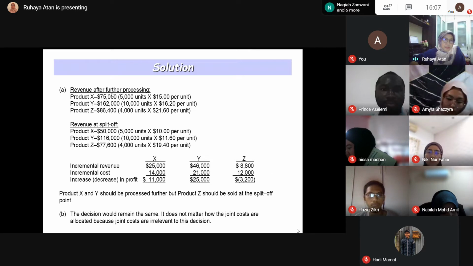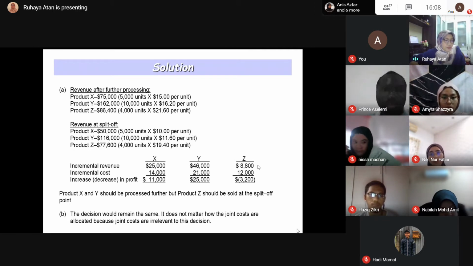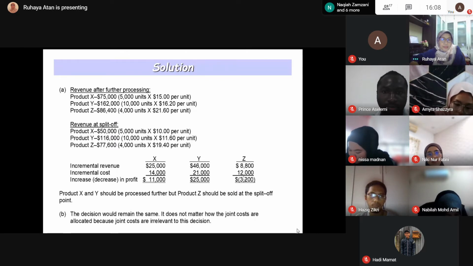How about Z? For product Z, if you process further and sell it, you get 86,400, and if you were to sell off earlier without processing further, you will get 77,600. So there's an incremental revenue of 8,800. But the cost to further process this product is 12,000. So there is a decrease in the profit. You are not making profit if you were to process product Z.